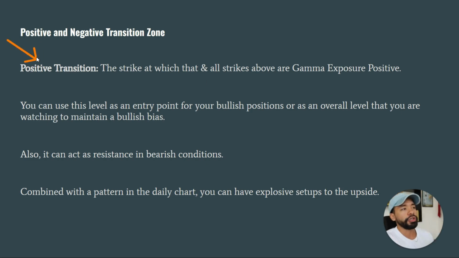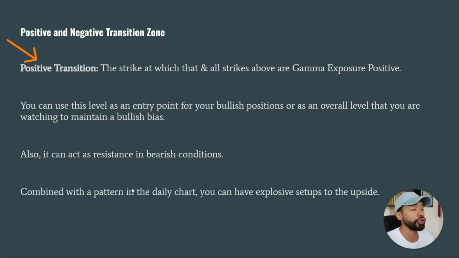The positive transition is the strike, as you can read here in the presentation, at which we include that strike, and all the strikes above that level are going to be gamma exposure positive. When we are above this positive transition zone, then we are in a gamma positive environment. So that's actually pretty bullish.